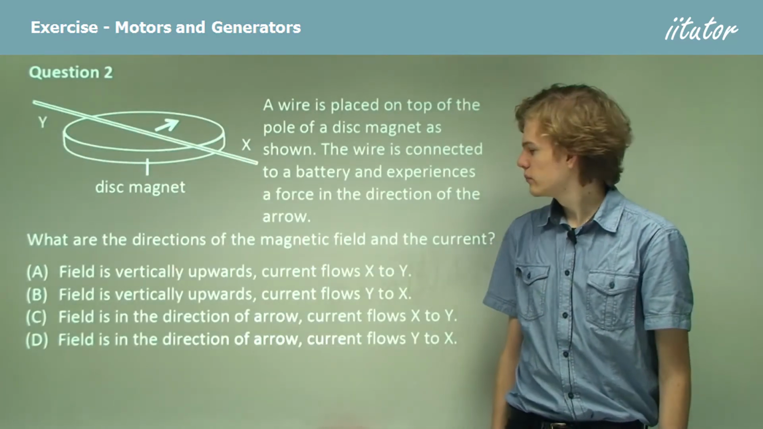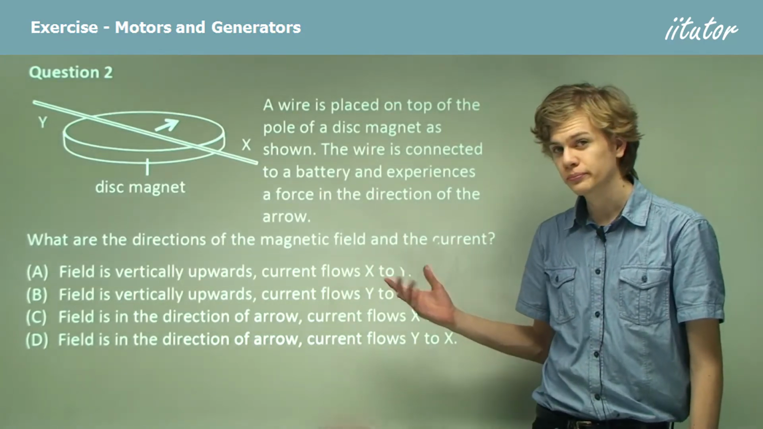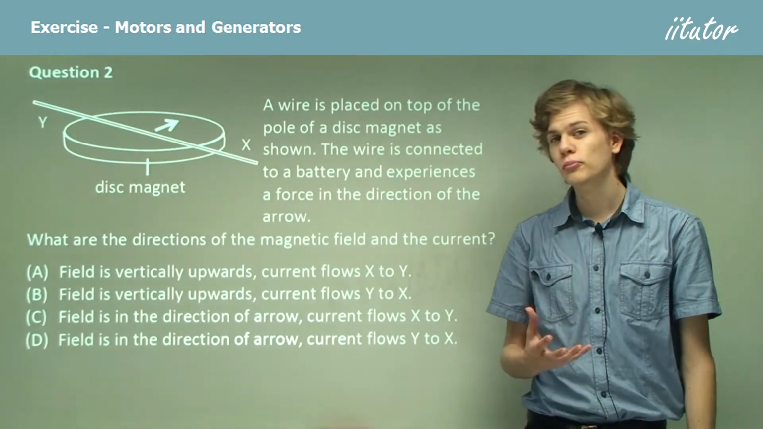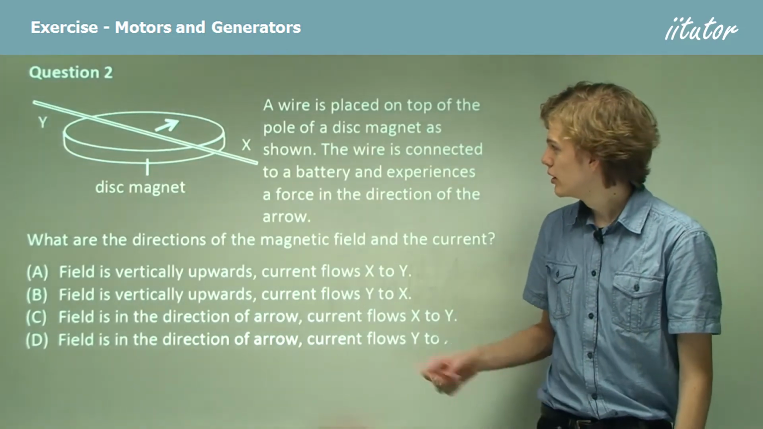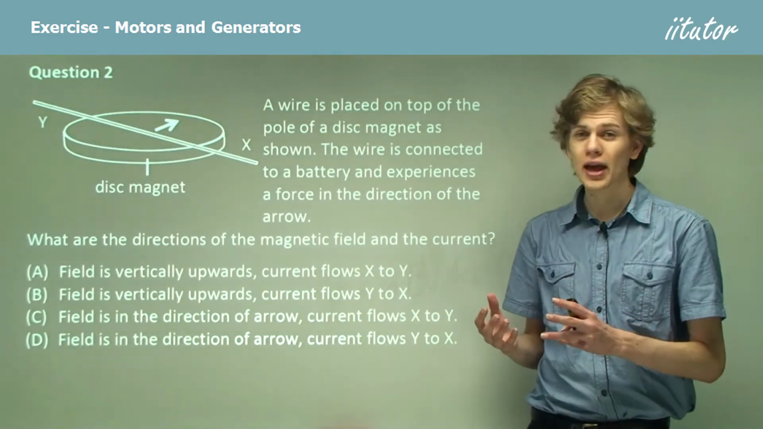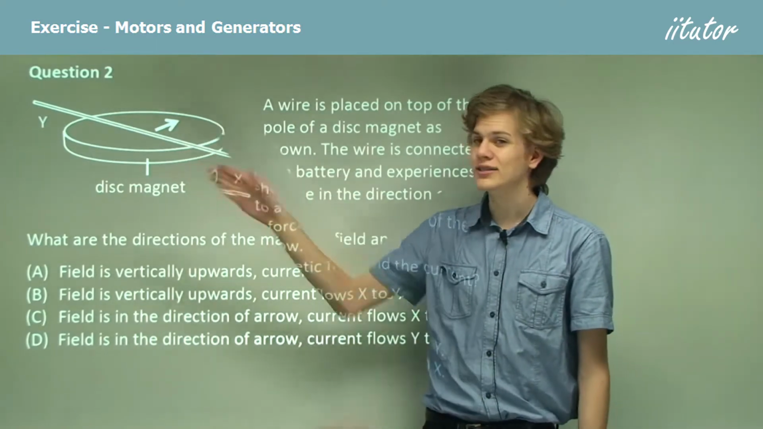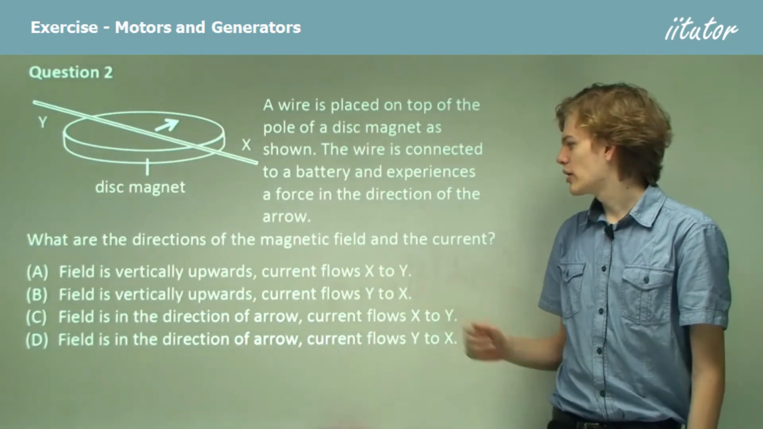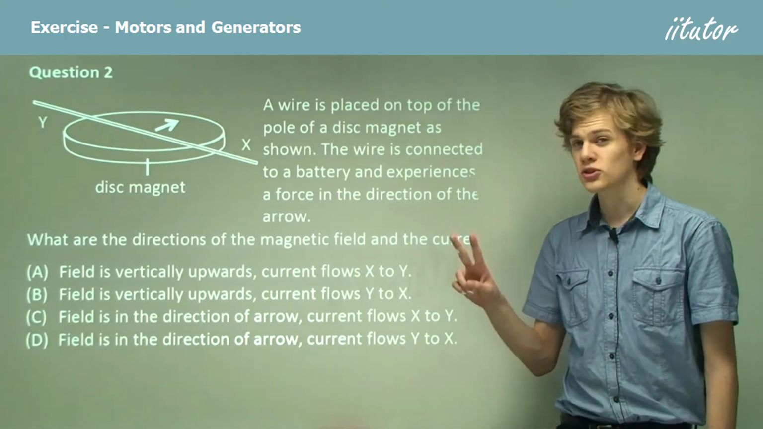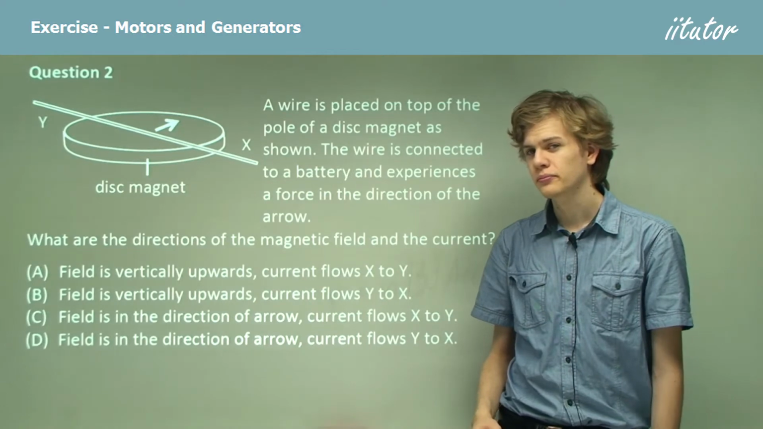Question 2. A wire is placed on top of the pole of a disc magnet as shown. So we can see that the flat surface of the magnet will be either the north pole or the south pole. The wire is connected to a battery and experiences a force in the direction shown by the arrow. So we either have current flowing from X to Y or from Y to X. So what are the directions of the magnetic field and the current? We have two options for the field. The field is vertically upwards or in the direction of the arrow.